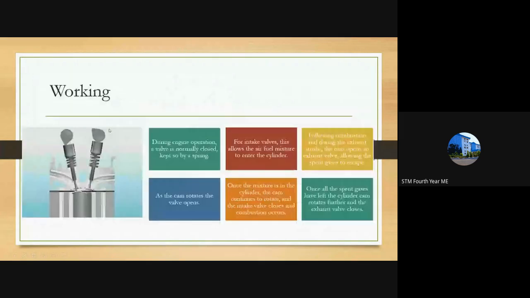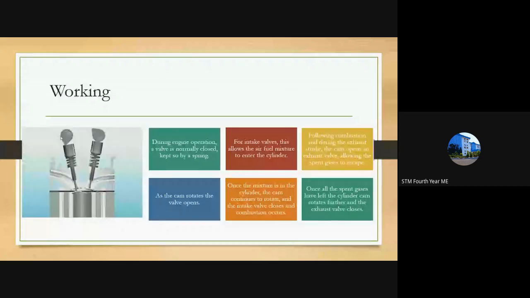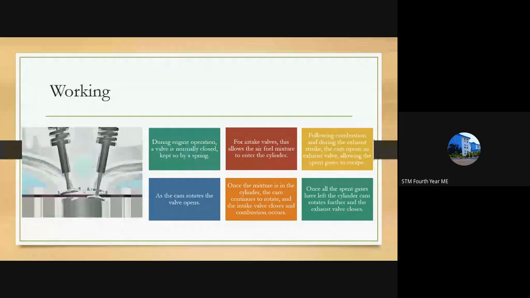So how was the working here? The cam lobe touches the follower and the valve is compressed against the force of the spring and it is further opened. So here this is the inlet valve, this is the exhaust valve.